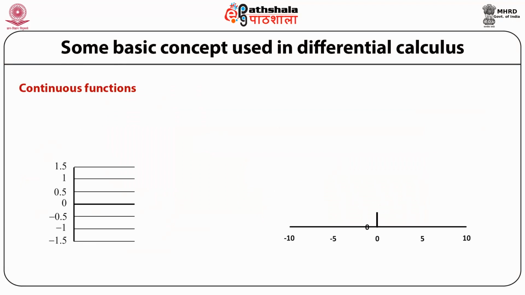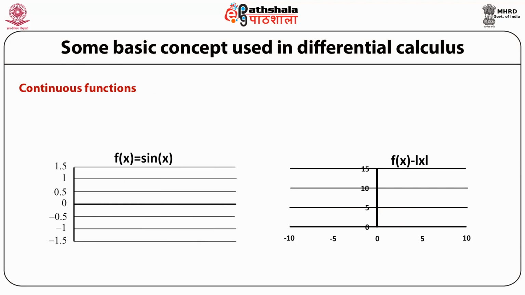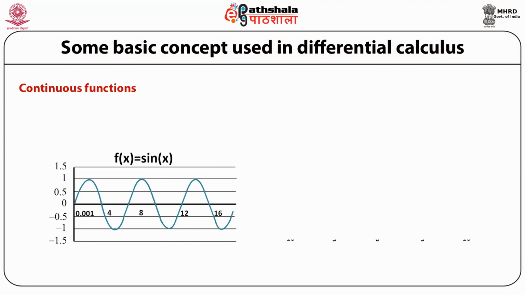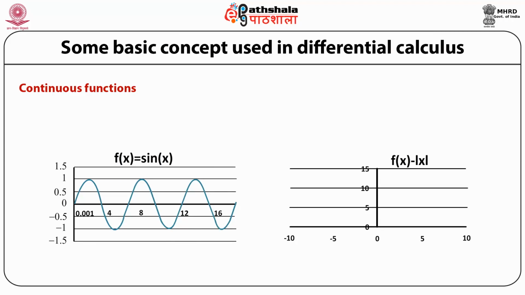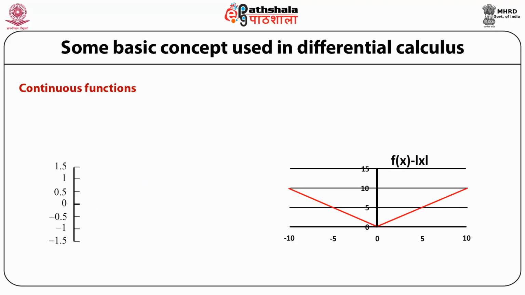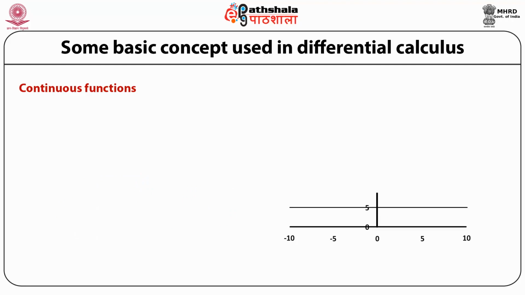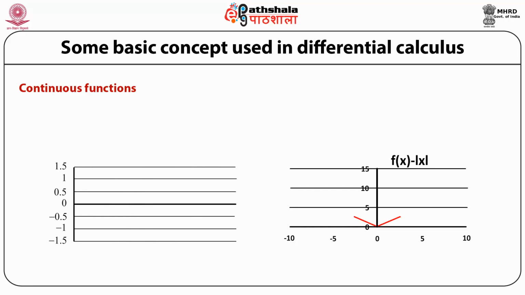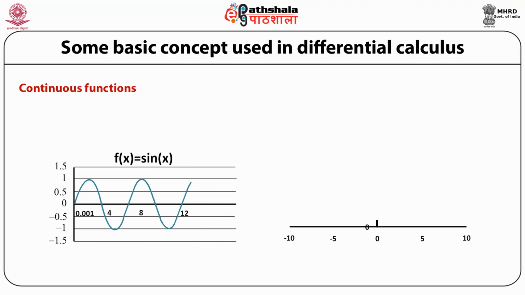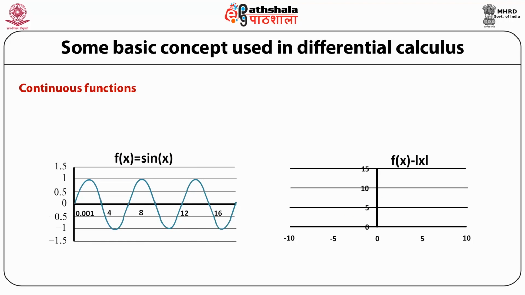Some basic concepts used in differential calculus. We want to see what are differentiable functions and what are not. The first graph shows a function f of x equal to sin x, and you can see it is smooth and continuous. The second graph is continuous and has a sharp corner. Here f of x is equal to the modulus of x, which for any value of x gives a positive number. So it makes a sharp turn at x equal to 0.